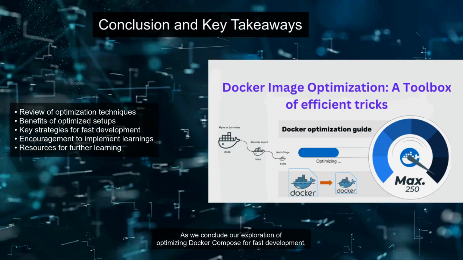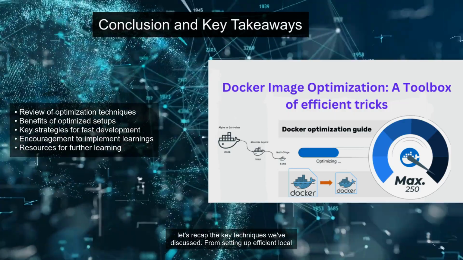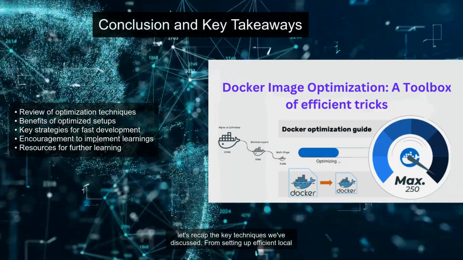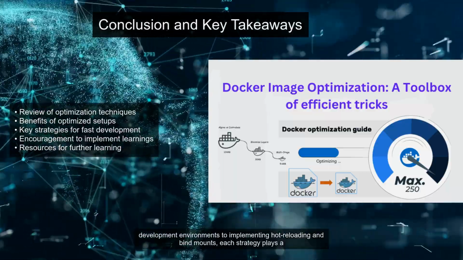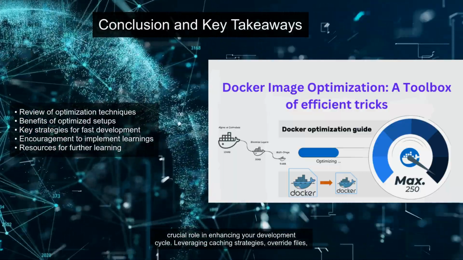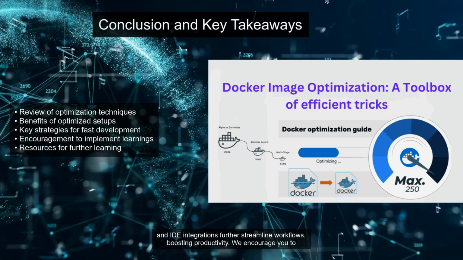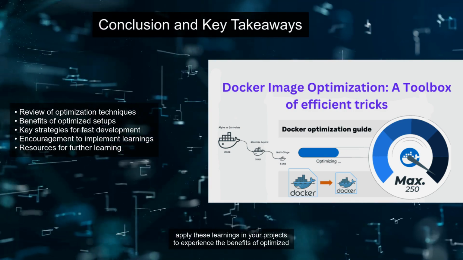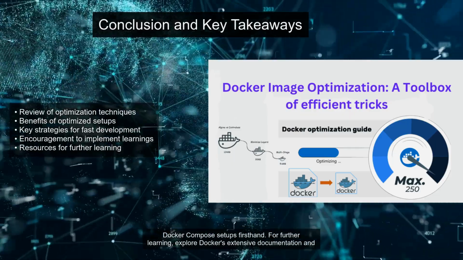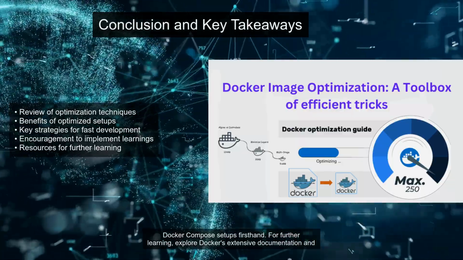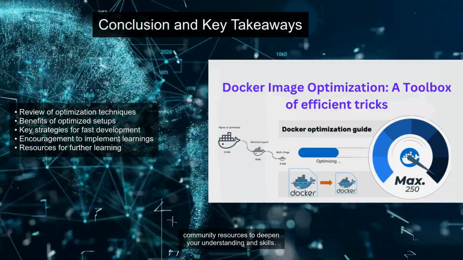As we conclude our exploration of optimizing Docker Compose for fast development, let's recap the key techniques we've discussed. From setting up efficient local development environments to implementing hot reloading and bind mounts, each strategy plays a crucial role in enhancing your development cycle. Leveraging caching strategies, override files, and IDE integrations further streamline workflows, boosting productivity. We encourage you to apply these learnings in your projects to experience the benefits of optimized Docker Compose setups firsthand. For further learning, explore Docker's extensive documentation and community resources to deepen your understanding and skills.